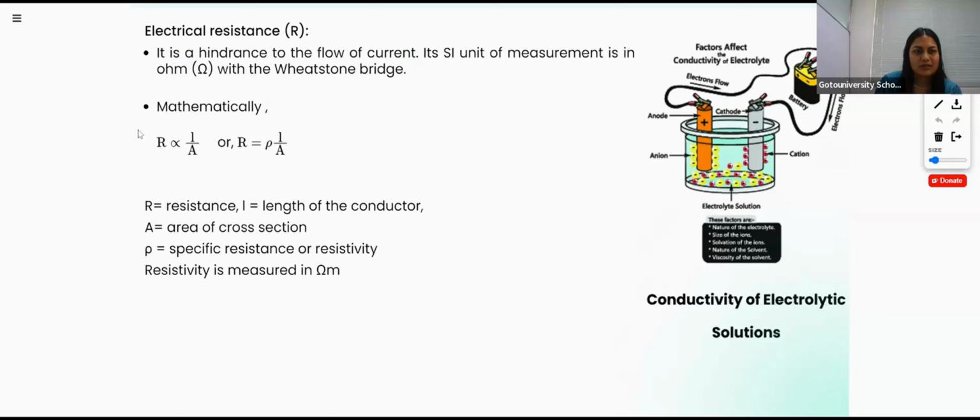Mathematically, we calculate resistance using this expression, where resistance is directly proportional to L by A, where L is the length of the metallic wire and A is the area of cross section. We can write this as R is equal to rho L by A, where this rho symbol is the specific resistance or resistivity constant. It is measured in ohm meter.